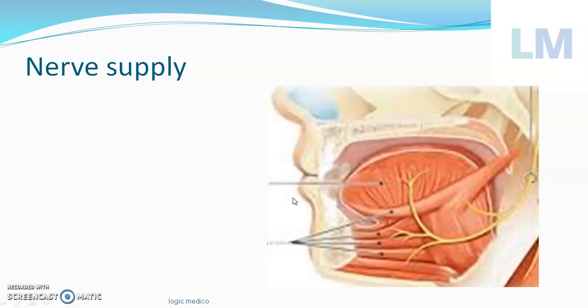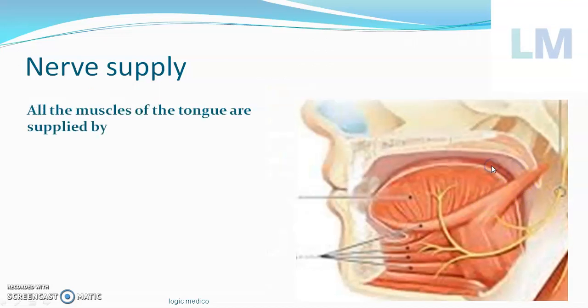Coming to the nerve supply of this muscle, verticalis linguale, one of the nerves which comes below the tongue and supplies the muscles of the tongue is the 12th cranial nerve or hypoglossal nerve. This is the nerve which supplies all the muscles of the tongue except one muscle. All the muscles of the tongue are supplied by hypoglossal except the muscle which starts from the palate to the tongue.